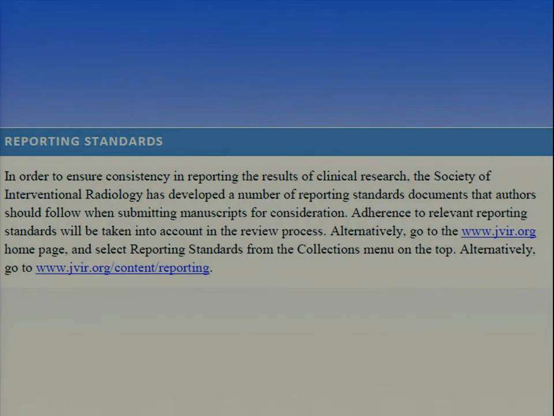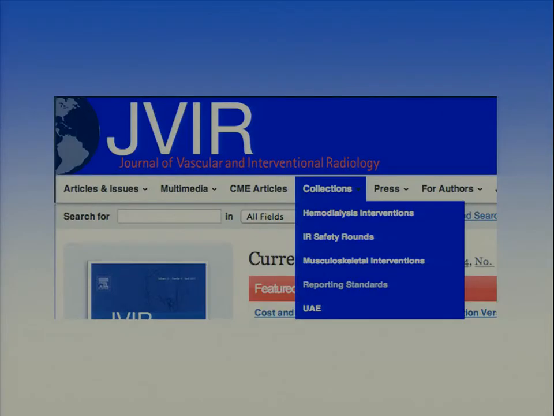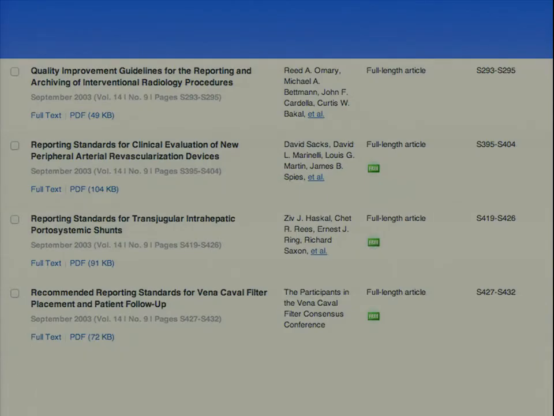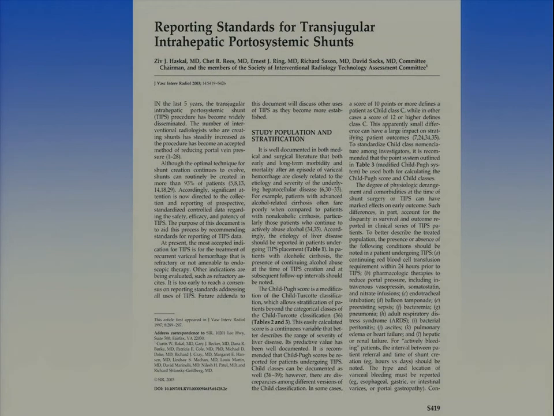And this again is on the website for JVIR. In order to ensure consistency in reporting the results of clinical research, we've developed a number of reporting standards that authors should follow when submitting manuscripts. They're very easy to find. They're in the Collections tab under Reporting Standards, as you can see there. I don't know where my pointer is here, but, well, whatever. You can see it. There we have one. If you're going to do a tips article, there's one nicely authored by our previous speakers, Eve Haskell, and very easy to pull up, and those are the types of standards that you should follow when you write that paper.